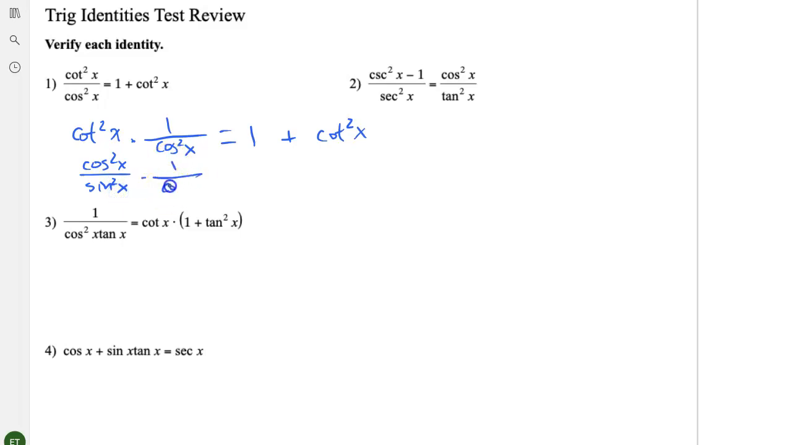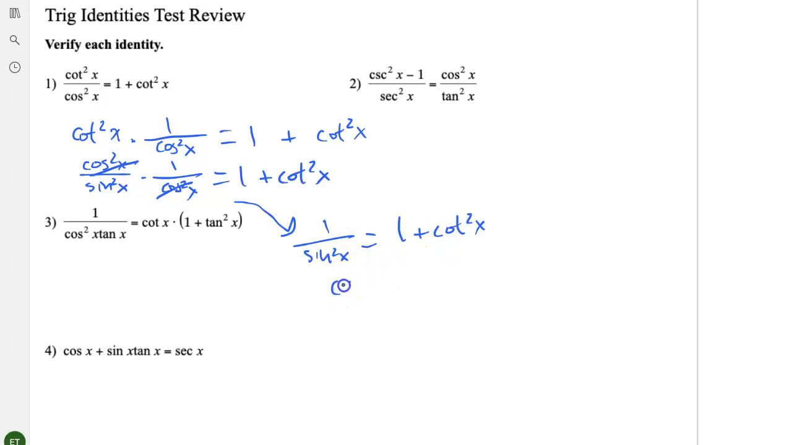Oh wow, this is quite nice because look at this. The cos squared x's cancel out, and I get 1 plus cotangent squared x. So now if I rewrite it down here, I just get 1 over sine squared x equals 1 plus cotangent squared x. This could actually be rewritten as cosecant squared x.